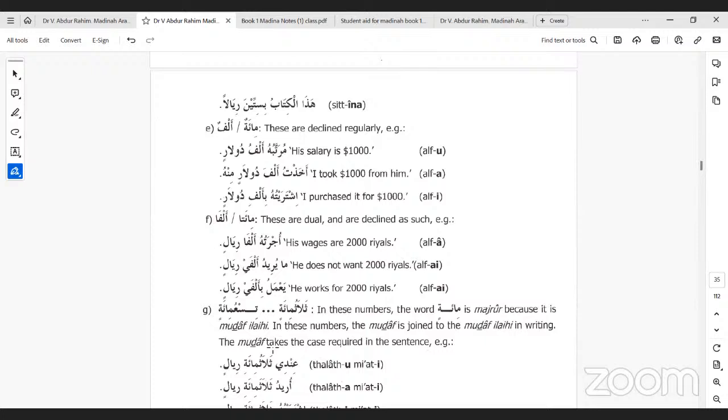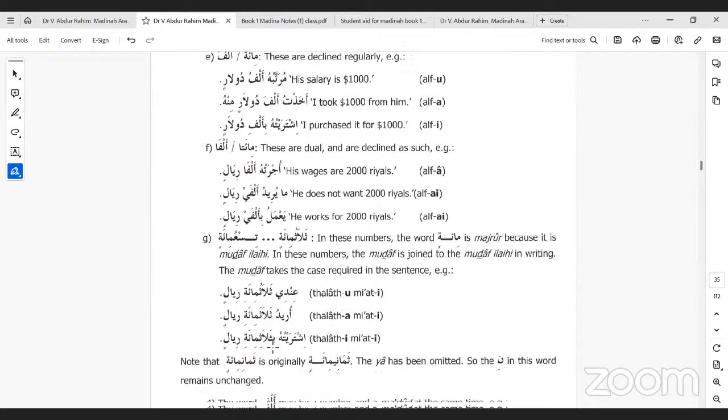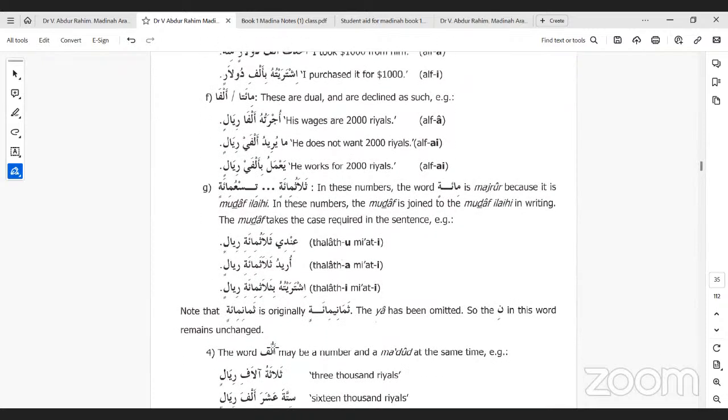Mi'atani and alfani. These are dual and are declined as such. For example, ujratuhu alfa riyalin. His wages are 2,000 riyals. And ma yuridu alfai riyalin. He does not want 2,000 riyals. Ya'malu bi alfai riyalin. He works for 2,000 riyals. Excellent.